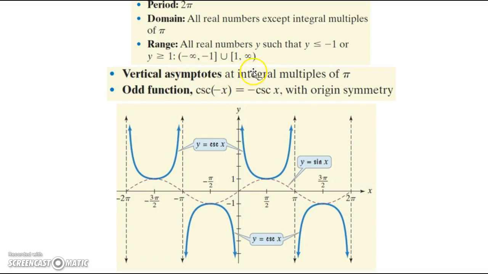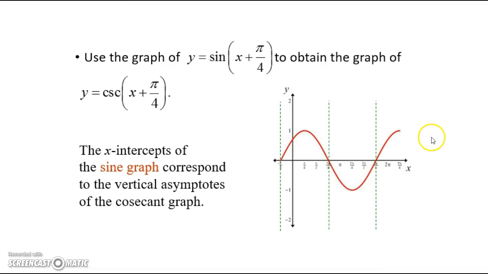We have vertical asymptotes at multiples of pi, and we can see that it is symmetric to the point of origin. It's a little hard to see, but it is symmetric to the point of origin. Therefore, cosecant is an odd function.